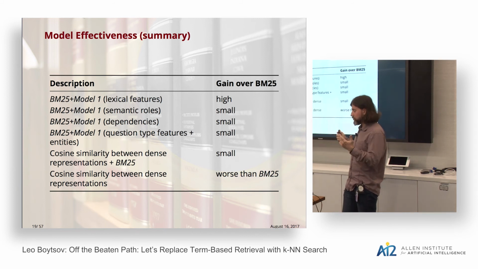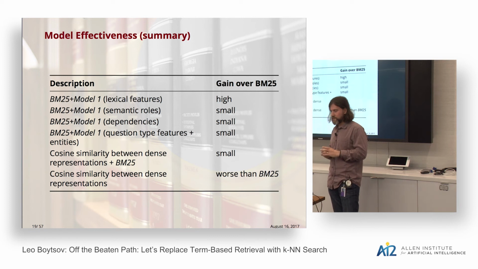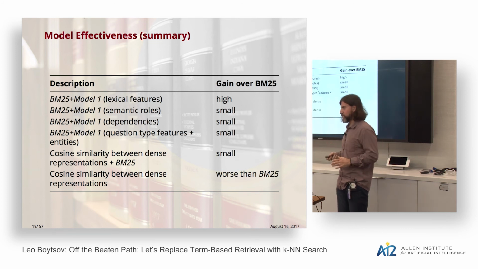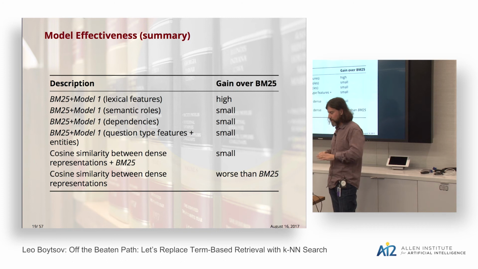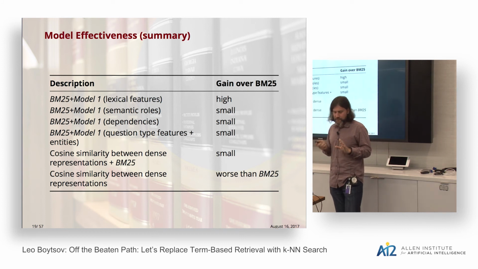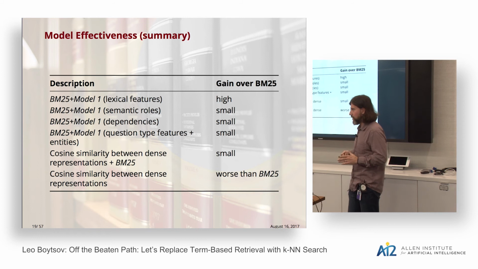I also tried cosine similarity between dense representations, including average word embeddings. I also tried the doc2vec implementation of Gensim. None of that was anywhere near BM25 plus Model 1. So I do include most results in this presentation, but I am going to skip them unless we want to come back to them.